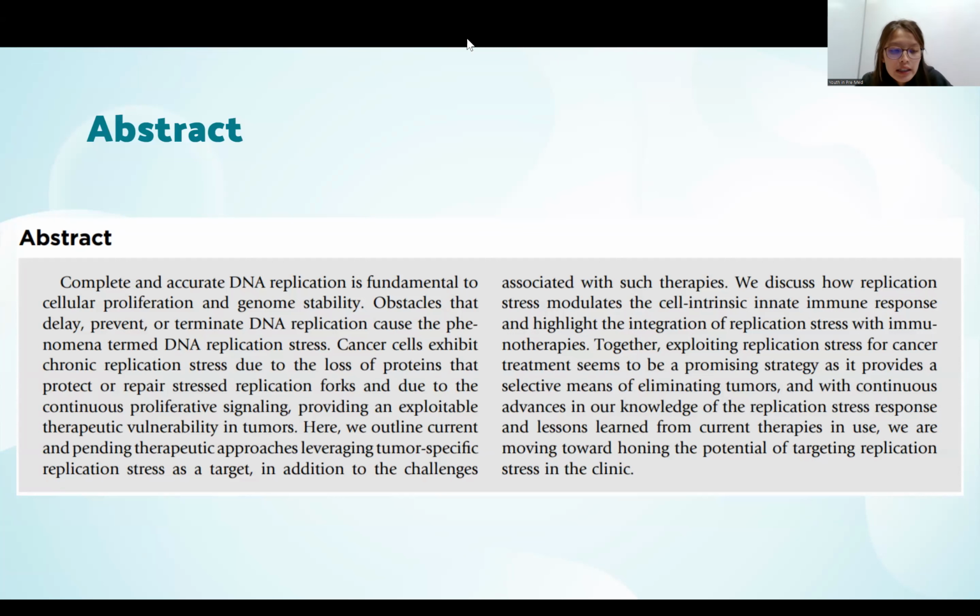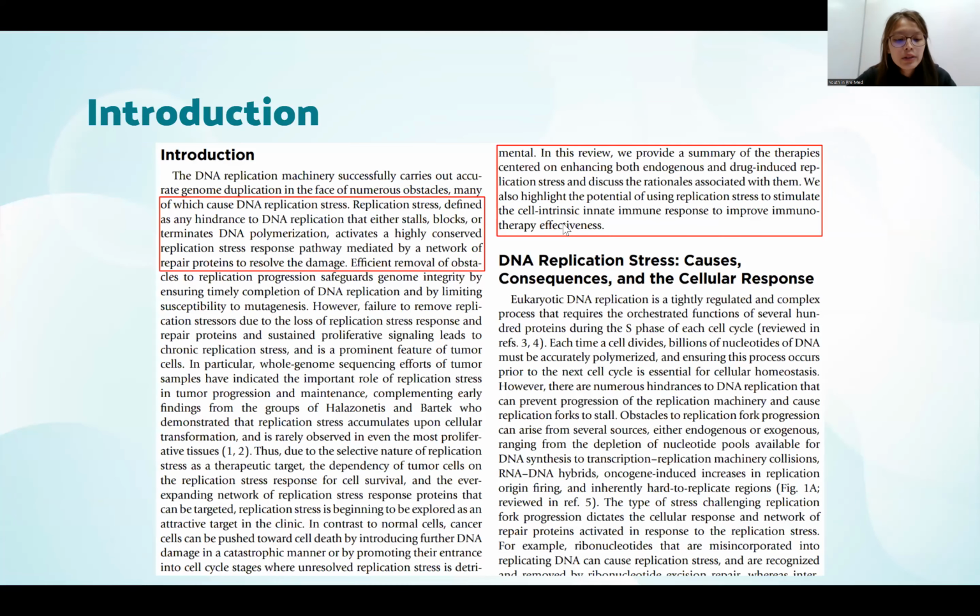After you read the abstract, what you want to read next is the introduction. Depending on how long the introduction is, you can usually just skim it. The introduction usually provides background for what the paper is going to be about. If you have no idea what DNA replication stress is, the introduction will tell you about that, and how that's incorporated into the paper.